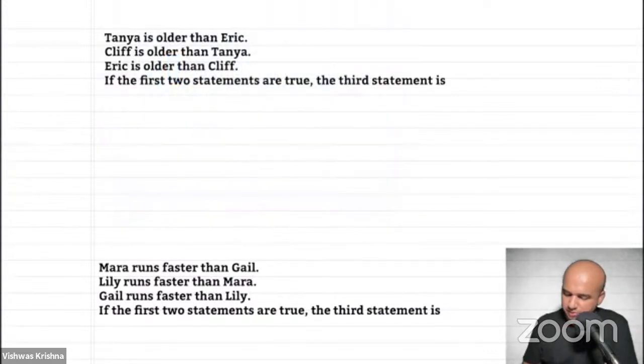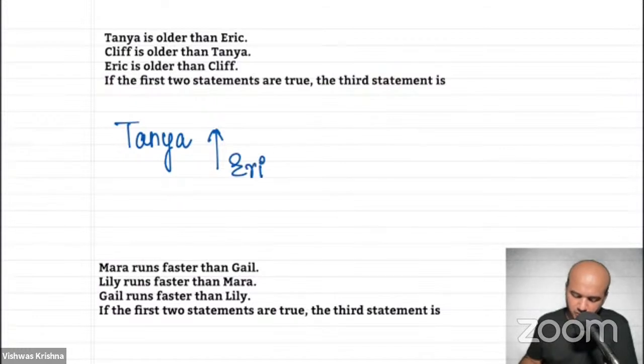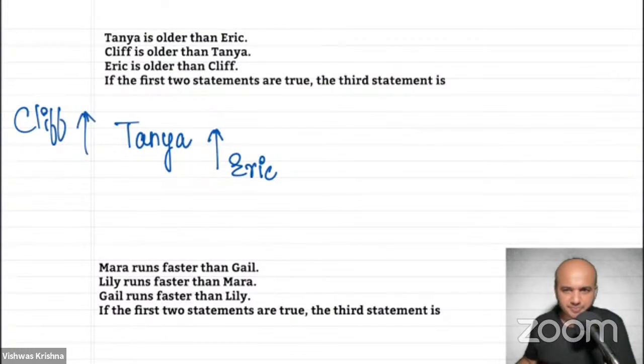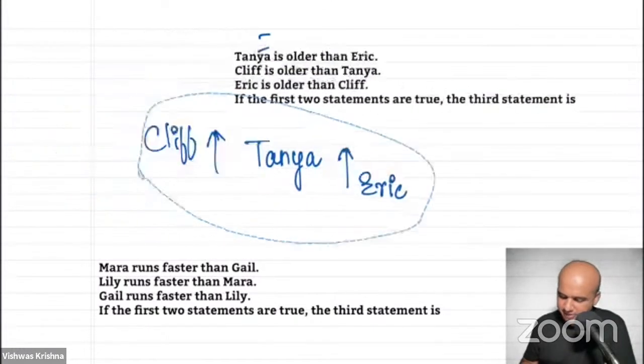Okay. So let me just write this down. Tanya is older than Eric. Okay. Cliff, someone named Cliff, is actually elder to Tanya. Okay. Now, they also say in the third statement that Eric is older than Cliff. Is that possible, guys? I have pictorially represented what is what. Now, the third statement, does it make any sense?